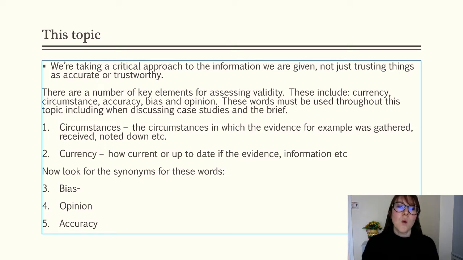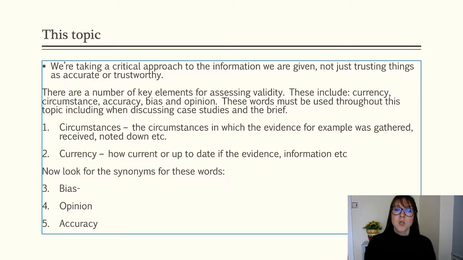This topic then, we're taking a critical approach to the information we are given, not just trusting that things are accurate or trustworthy. There are a number of key elements for assessing validity. These include currency, circumstance, accuracy, bias and opinion. These words must be used throughout this topic, including when discussing case studies and the brief.